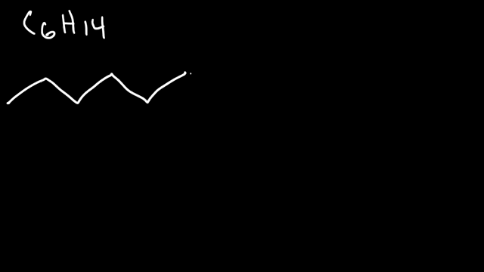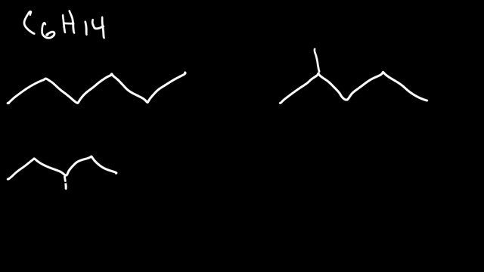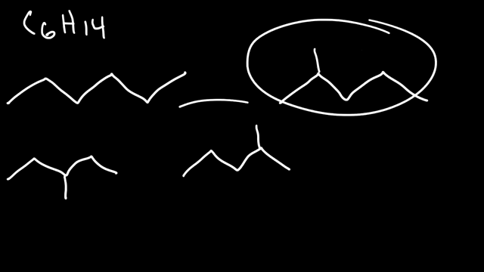Now what about for hexane? How many constitutional isomers can we draw for this molecule, C6H14? So the first one, let's start with a straight chain alkane. That's 1. Now let's go down to 5 carbons and let's add a methyl group on carbon 2. We could also put a methyl group on carbon 3. Now, we can't put a methyl group on carbon 4 because these two are identical.